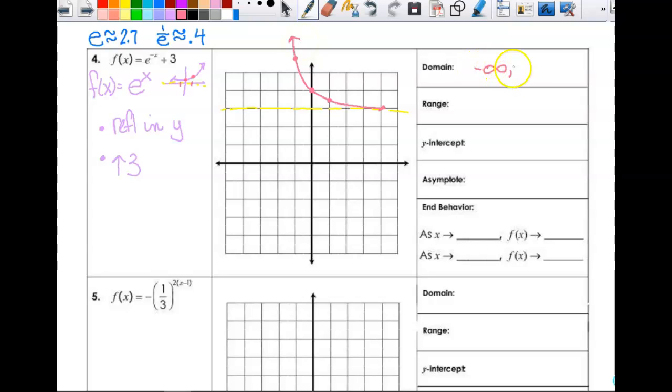Domain, negative infinity to infinity for all of them. Range, where do I start? 3 and go to infinity. My y-intercept is something I plotted in, something easy to figure out. 1, 2, 3, 4, so it's at 0, 4. My asymptote, now this is a line, so we always state them as lines. My asymptote is at y equals 3.